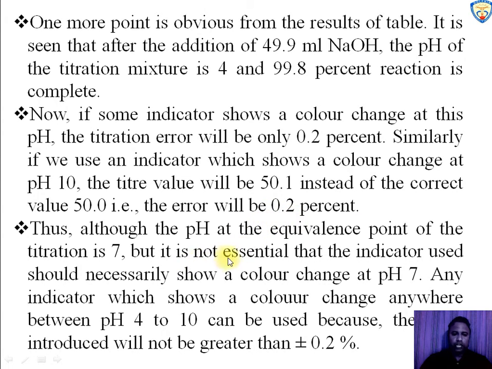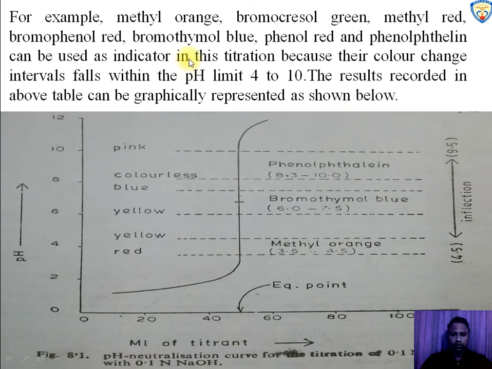So the indicator shows its color change after pH 7. There is a sharp rise in pH from 4 to 7 to 10. So an indicator in the pH range 4 to 10 can be used for this titration, and the titration error will not be greater than 0.2%. So between pH 4 to 10 we use indicators such as methyl orange, bromocresol green, methyl red, bromophenol red, bromothymol blue, phenol red, and phenolphthalein indicator.